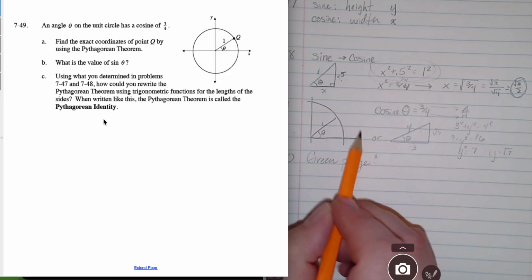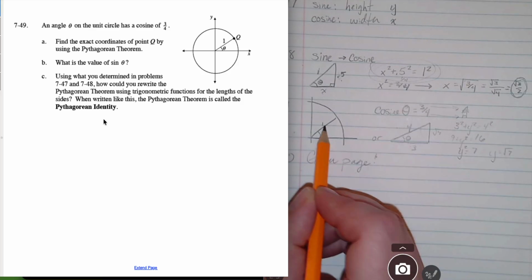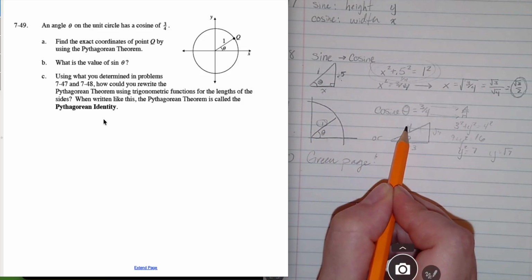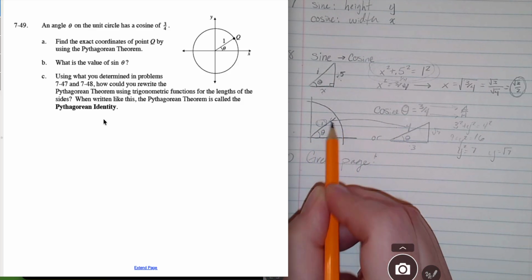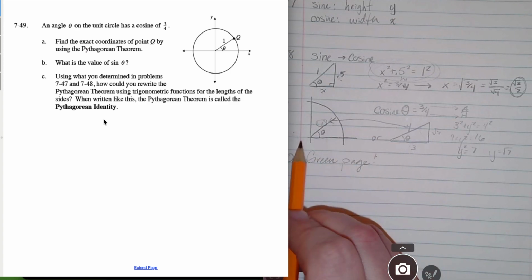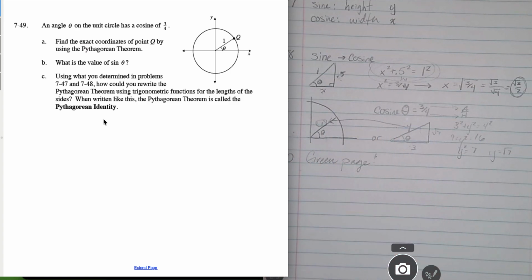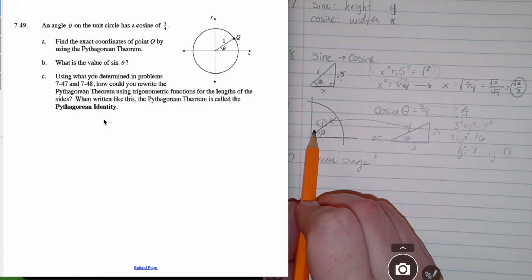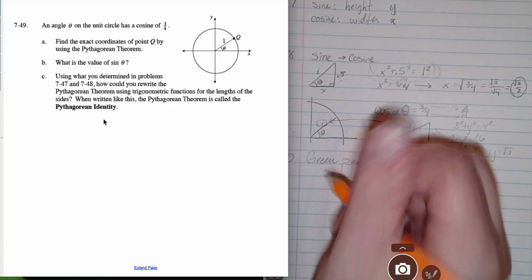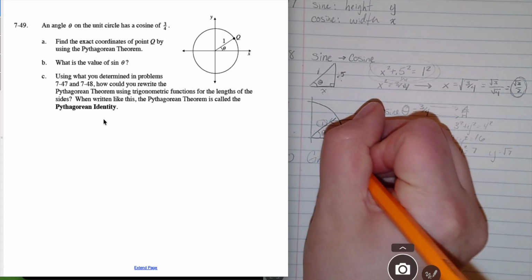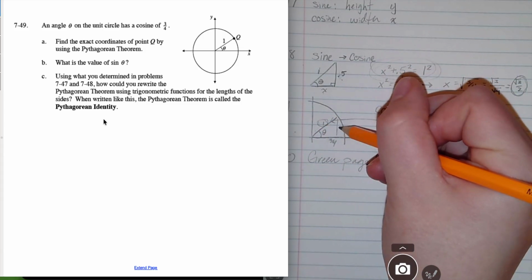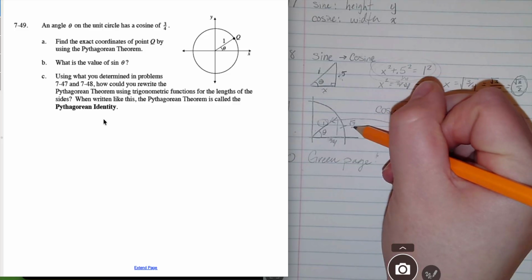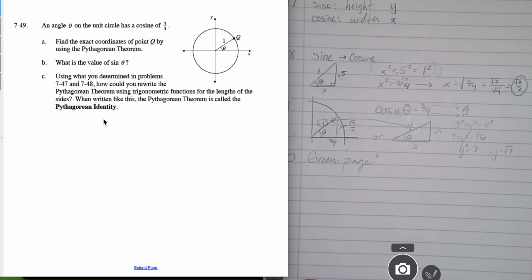However, they were specific and they said they wanted the unit circle, which means they only want that hypotenuse to be 1. But now that I've found this, I can actually just scale it down using what we learned about similar triangles. So since I know the hypotenuse was originally 4 and I want a hypotenuse of 1, I could just divide each of my measurements by 4. And now I've got what I need. So that's one way to go about this.